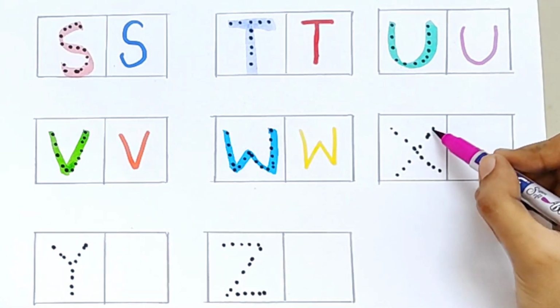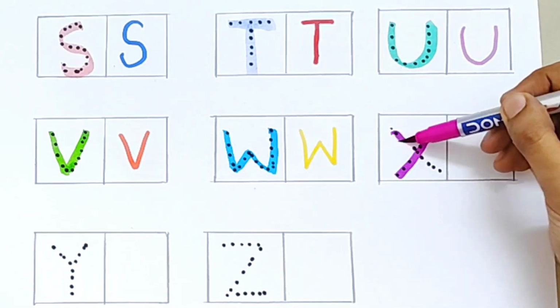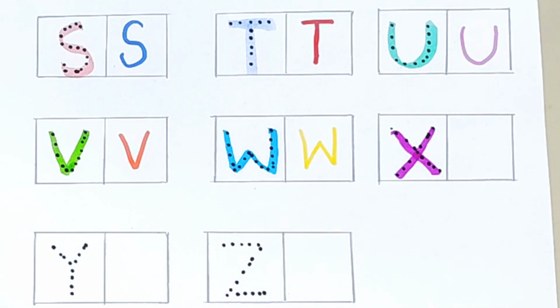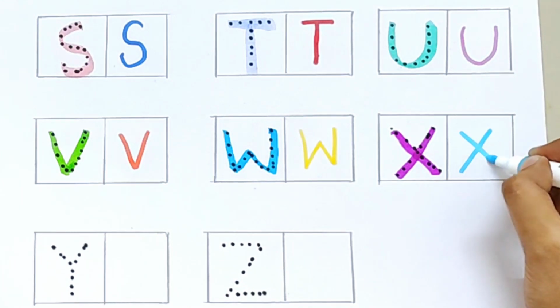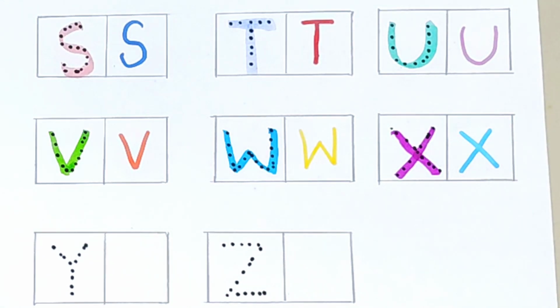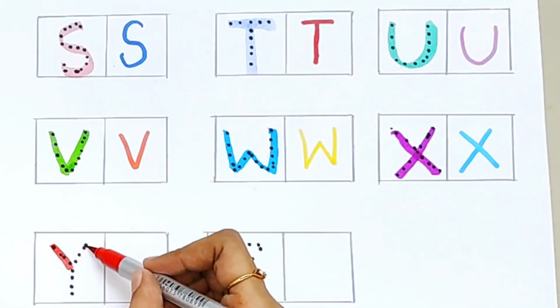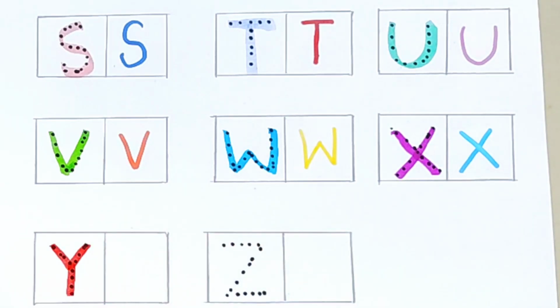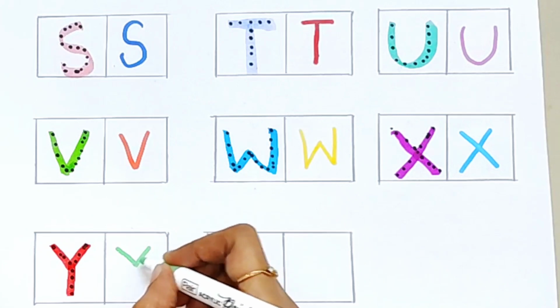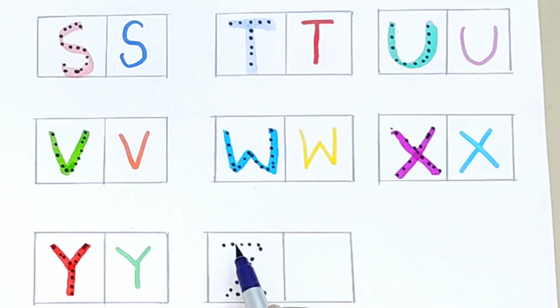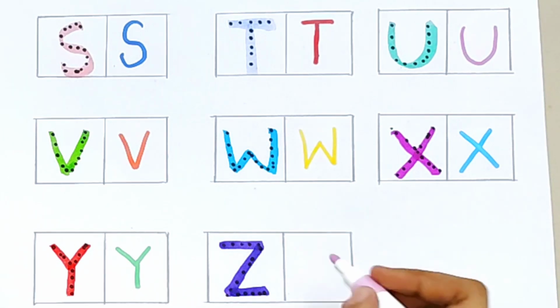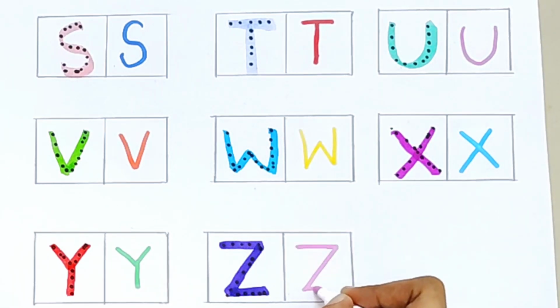X for Xanthus hummingbird. Y for yellow warbler. Z for zebra finch.